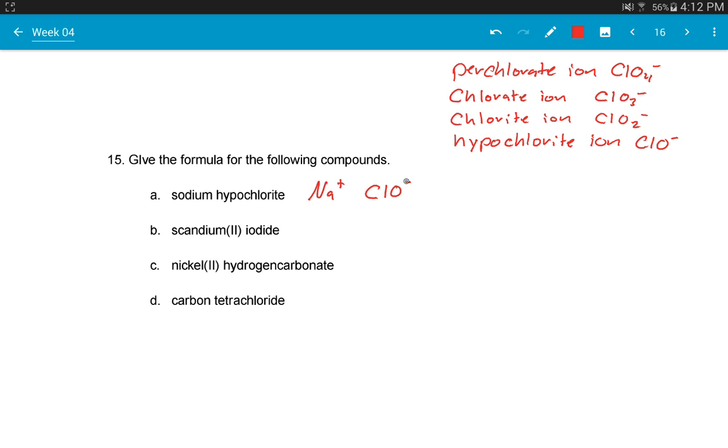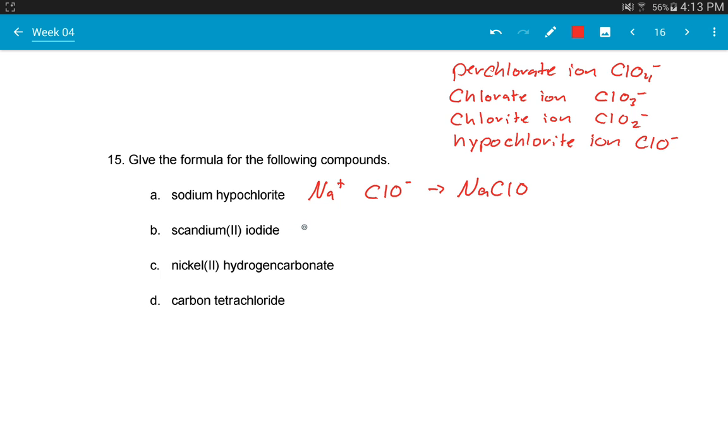If we cross our charges, the ones simply disappear, and we end up with NaClO. Sodium hypochlorite is the active ingredient in most bleaches.